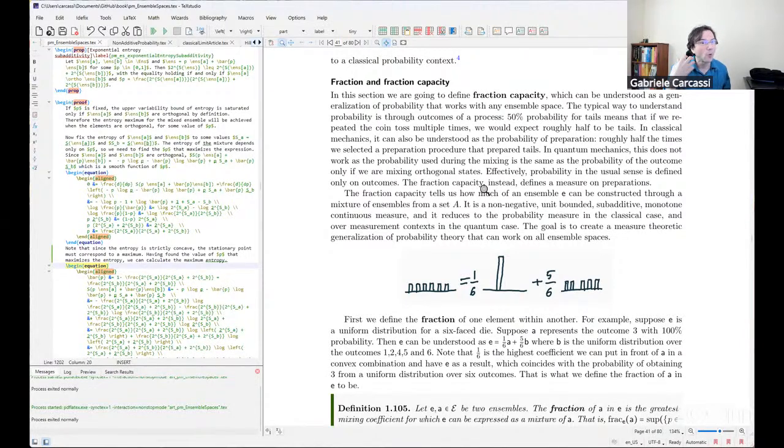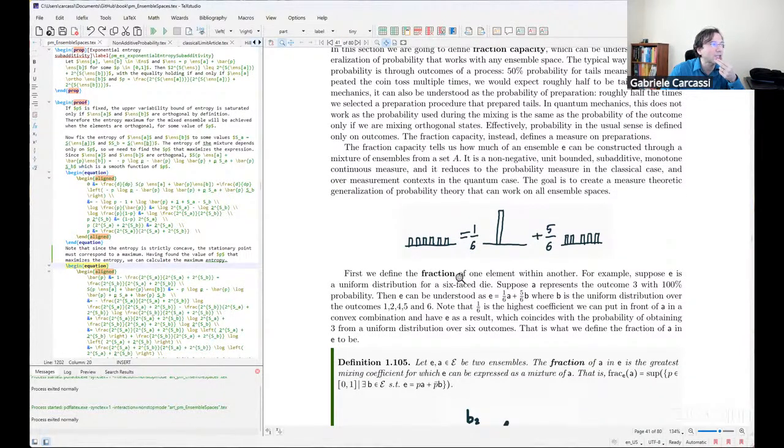And since the mixtures work the same both in classical mechanics and quantum mechanics, the mixing coefficients work the same, we can get a generalization of something that then becomes probability in special conditions. So the fraction capacity tells us how much of an ensemble E can be constructed through a mixture of ensembles from a set. It is a non-negative, unit-bounded, subadditive, monotone, continuous measure, and it reduces to the probability measure in the classical case and over measurement contexts in quantum mechanics. The goal is to create a measure-theoretic generalization of probability theory that can work on all ensemble spaces. Okay, that's what we want to do. Now let's see how we do it.